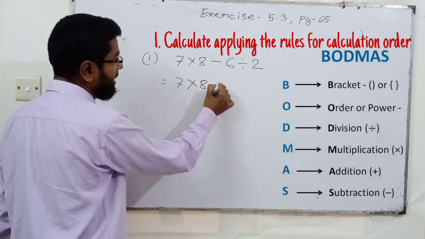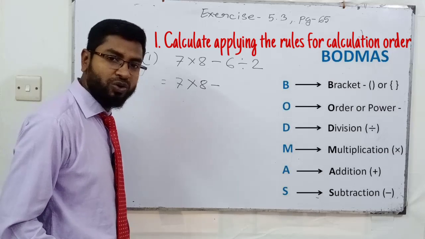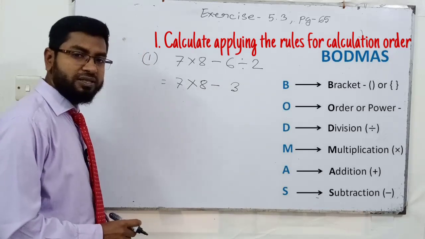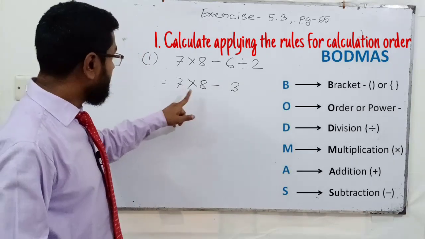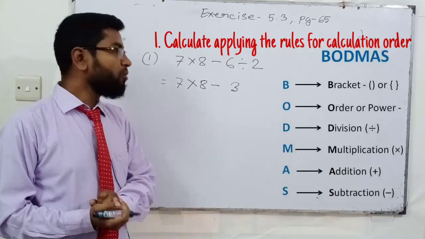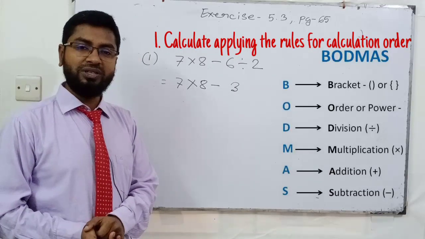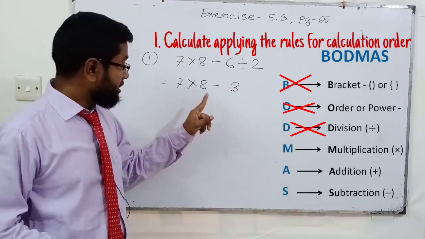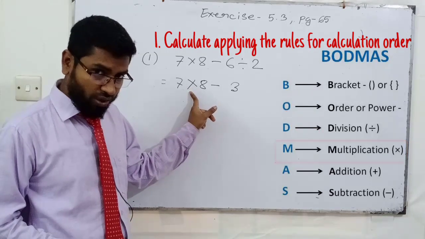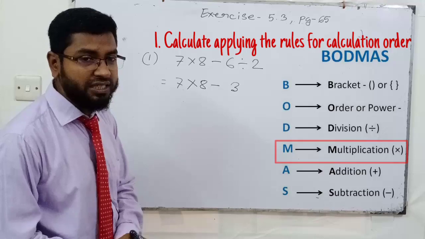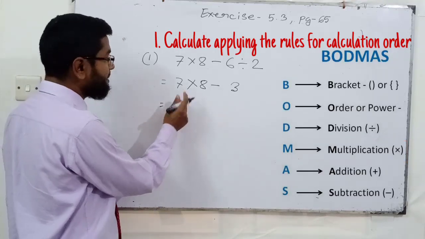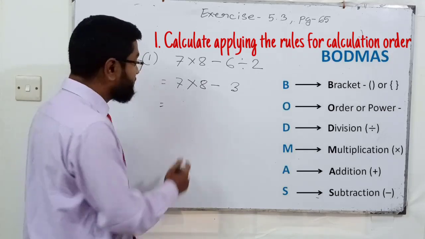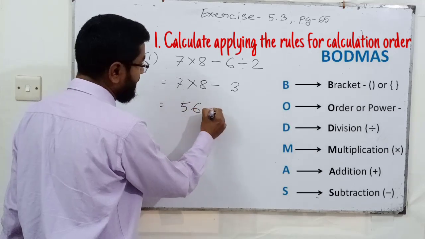7 multiply 8 minus. Now calculate it. What will be here? Yes, 3. Now we still have 2 operations remaining. What are the operations? Multiplication and minus. With the calculation order, which part will we do now? There is no bracket, no division, so there is multiplication. In order, we have to calculate this multiplication first. What will we write here? 7, 8. 7 8s are 56. Good. 56 minus 3.